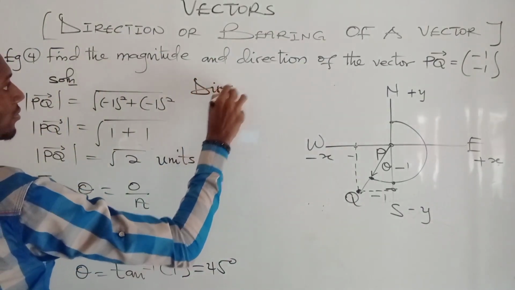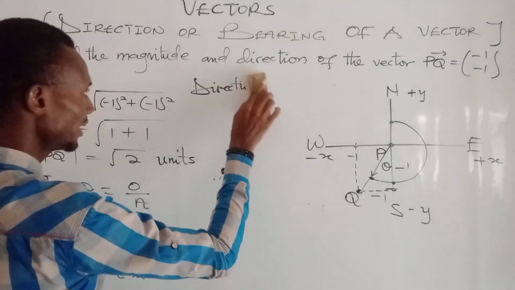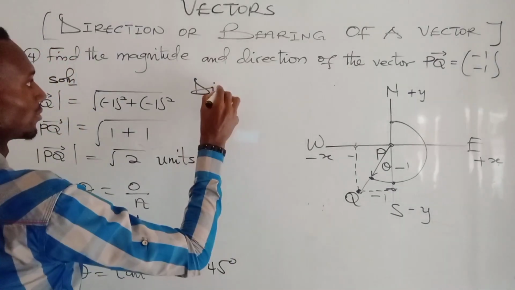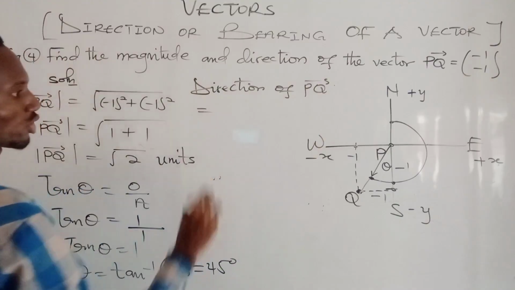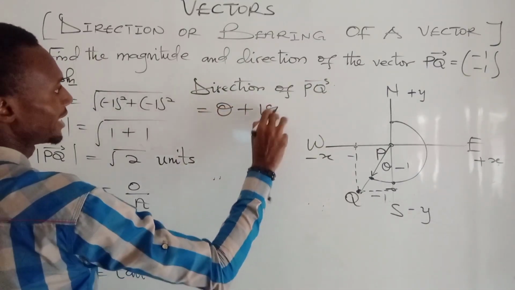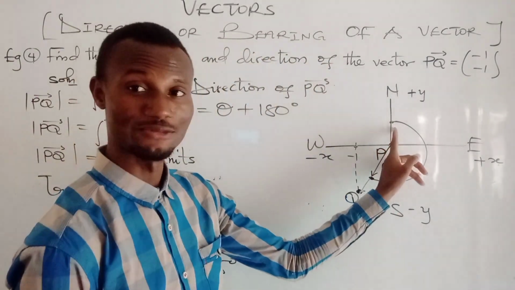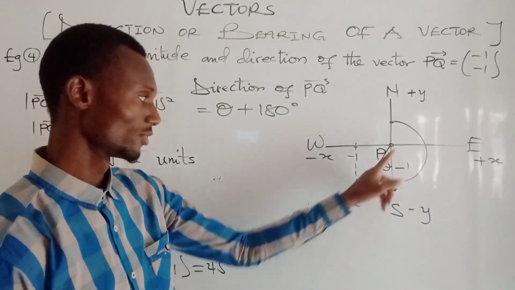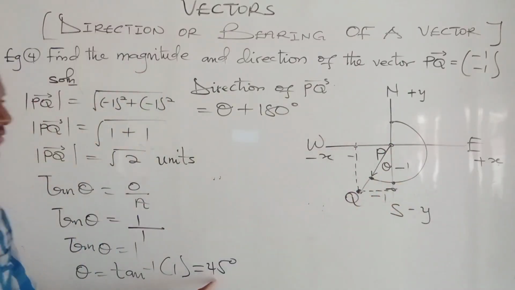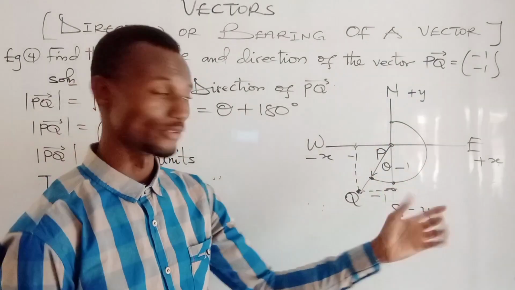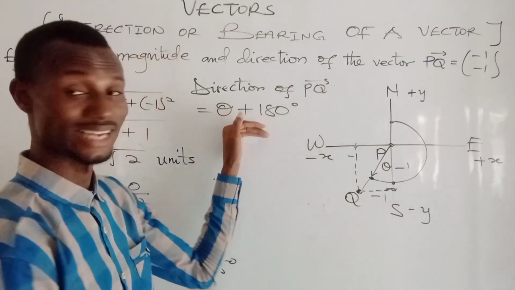Okay, so my direction of the vector PQ, let me write it, will be equal to my theta plus 180 degrees. I hope you understand up to this point. So you always start reading from the north and you read till you end on the vector, so the vector PQ. So from here up to here. We know the angle here to be 45 degrees, and we know that from here to here is 180 degrees. So when we add this to 180 degrees, it will give the bearing or the direction of the vector PQ, and that is exactly what we are doing.